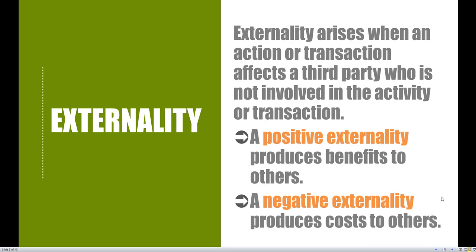A positive externality produces benefits to others, while a negative externality is going to produce some type of cost to others. These externalities make up our first market failure, and we will never be able to reach the socially optimum level of goods or services, because remember that we as individuals are very selfish. So when we buy something, when we do something, we don't care about other people. We're not thinking about the harm or the benefits that we put on third parties. We're only caring about ourselves.